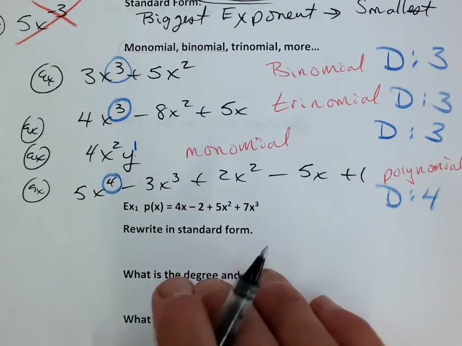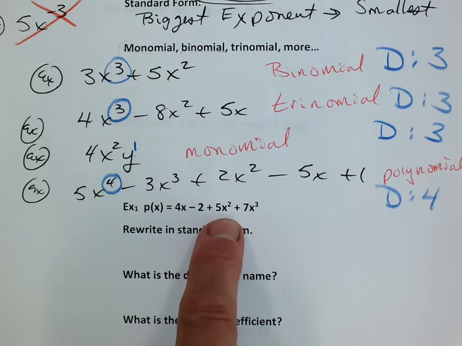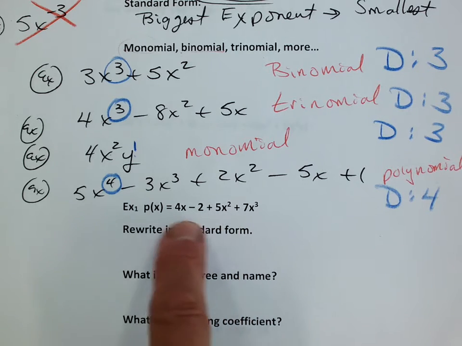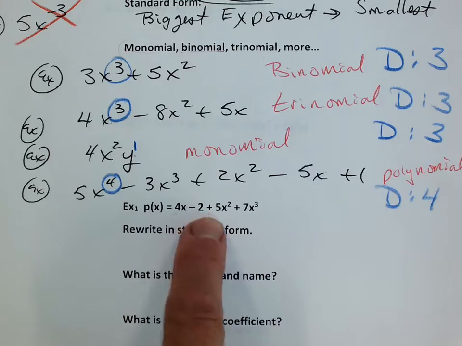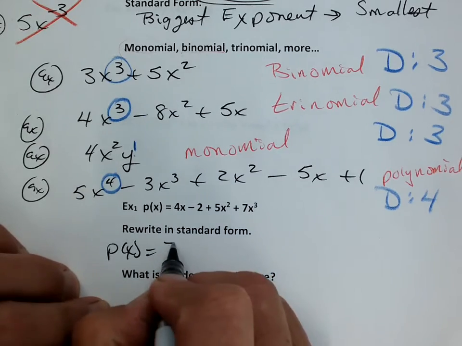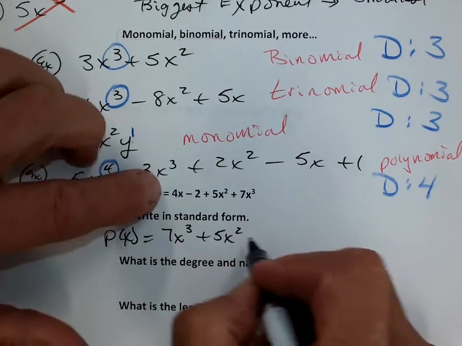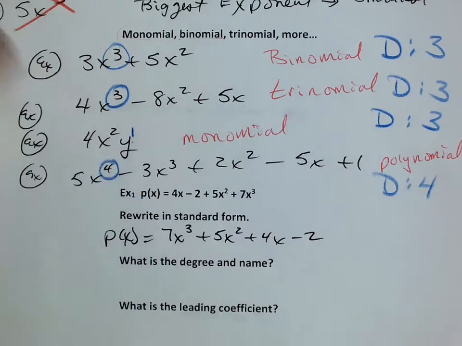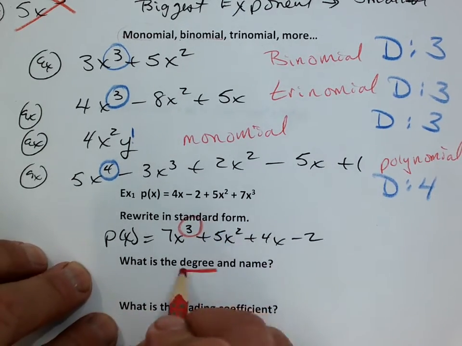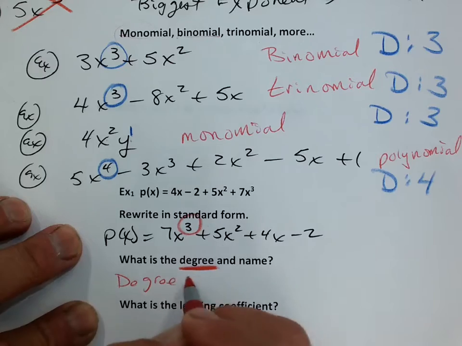If I look at example 1, it's out of order. That has to go first because it's the x cubed. That's the biggest. That's got to go next, biggest to smallest. That's got to go next, and finally the negative 2 has to go at the end. So if we rewrite it in standard form, p of x looks better like this: 7x cubed plus 5x squared plus 4x minus 2. Okay? The degree we know is the biggest exponent. So the degree of this one is 3, right? Biggest exponent.